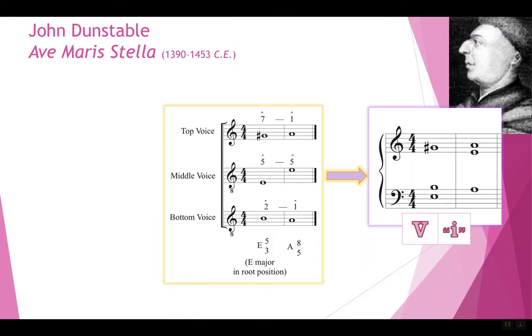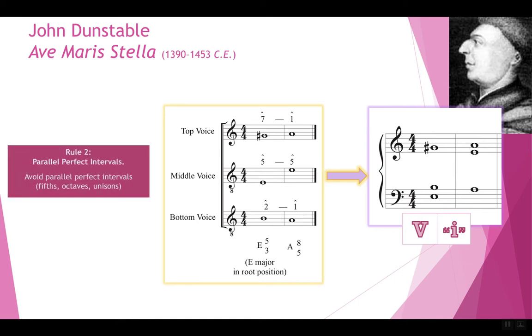This is that same cadence. We're just going to look at it a little bit more closely because there's something pretty interesting about it. Let's check out the rules. So rule number 2, this is a new one in the sense that I didn't introduce this in the previous screens. Parallel perfect intervals. This is going to be one of the main things that composers are really focused on all throughout the development of classical music polyphony. Avoid parallel perfect intervals. That would be parallel perfect fifths, parallel perfect octaves, parallel perfect unisons.